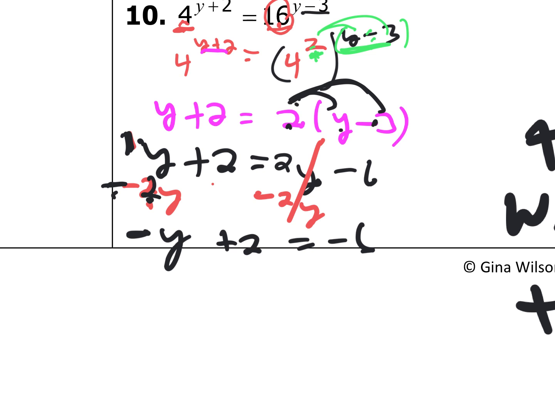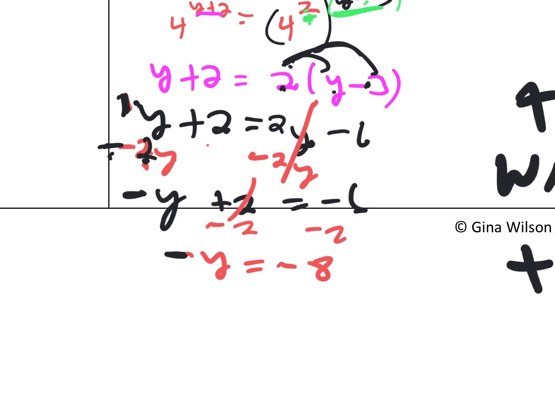Negative y plus 2 now is a negative 6. Subtract 2 from both sides to get the y by itself. That gives me a negative y equals, they're both negative, so you got to add them and keep the negative. Negative 8. Then I got to divide both sides by that negative to get rid of this negative here. So y equals, divide by a negative 1, what do you get? 8. There's your answer.